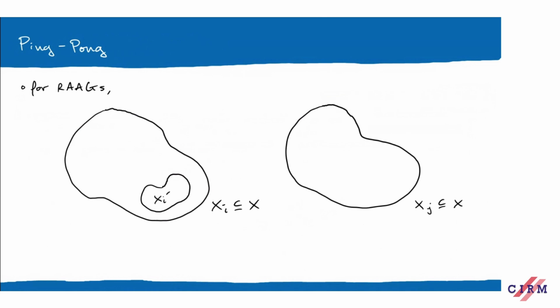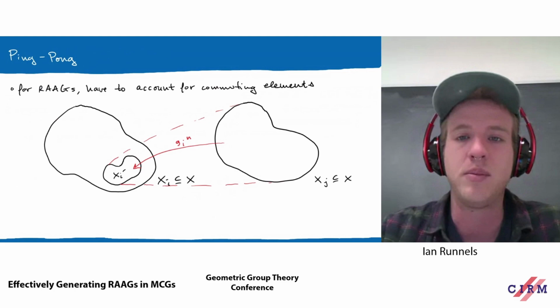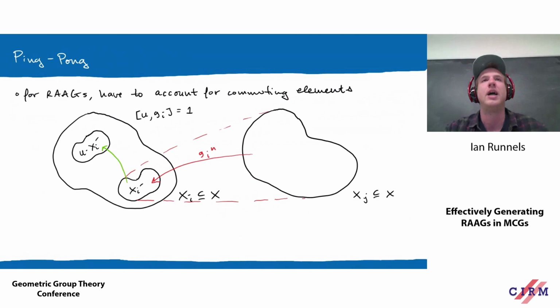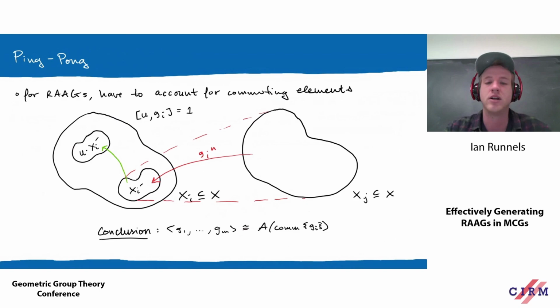If I have two non-commuting elements, then I have more or less what I had before, except it's a little stronger. So gi takes all of Xj into this small subset. So it's stronger than in the classical ping pong case, for gi and gj non-commuting. But for commuting elements, what I'm going to require is that if I take some word that commutes with gi, then I might mix up Xi a little bit, but the whole point is that I only move it some bounded amount. So this subset Xi prime gets moved, but it stays within Xi, so it's coarsely preserved. Under these hypotheses, you get the same conclusion: your collection of elements generates the expected right-angled Artin group.